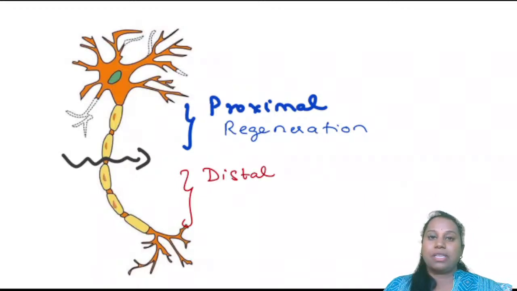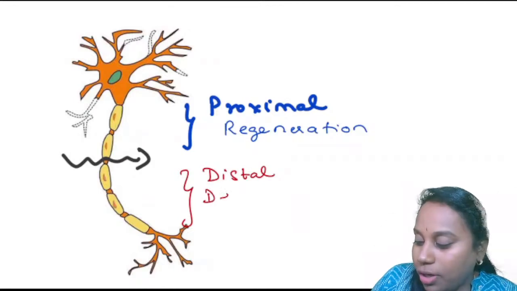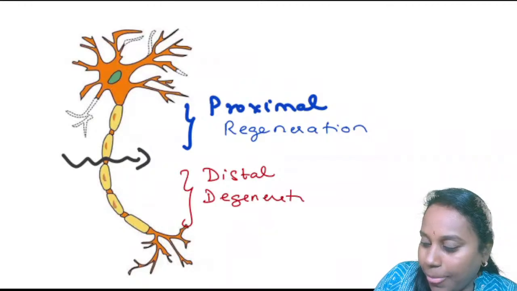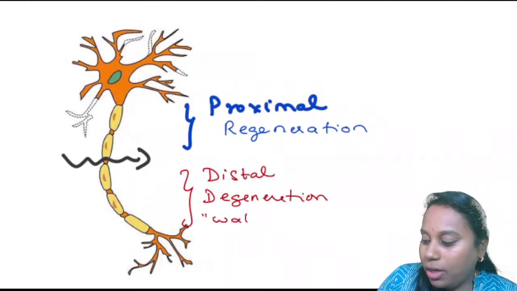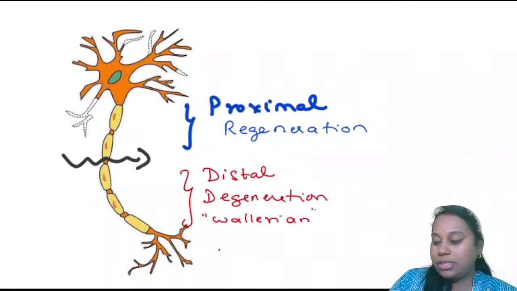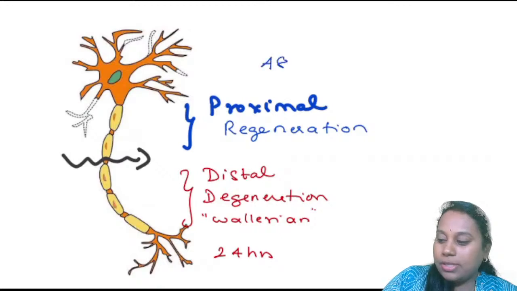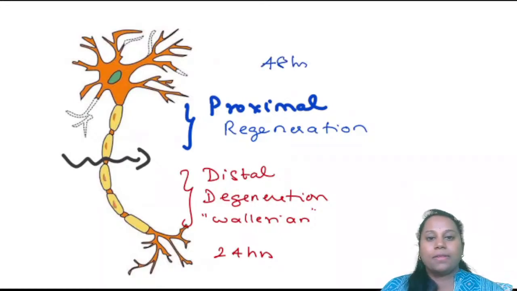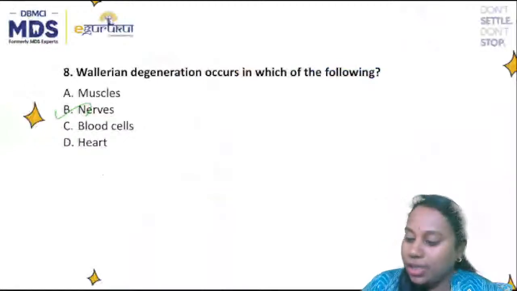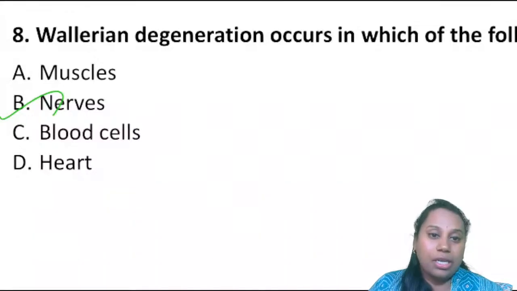Since it is away from the cell body, there is nobody to give proteins, enzymes and all, because the cell body only has to provide all this. So the distal segment always goes for degeneration, and this was discovered by Waller. So it is called Wallerian degeneration, and degeneration starts within 24 hours of injury, whereas regeneration may take around 48 hours from injury. So this is distal degeneration called Wallerian degeneration, which happens in your neurons, the nerves.